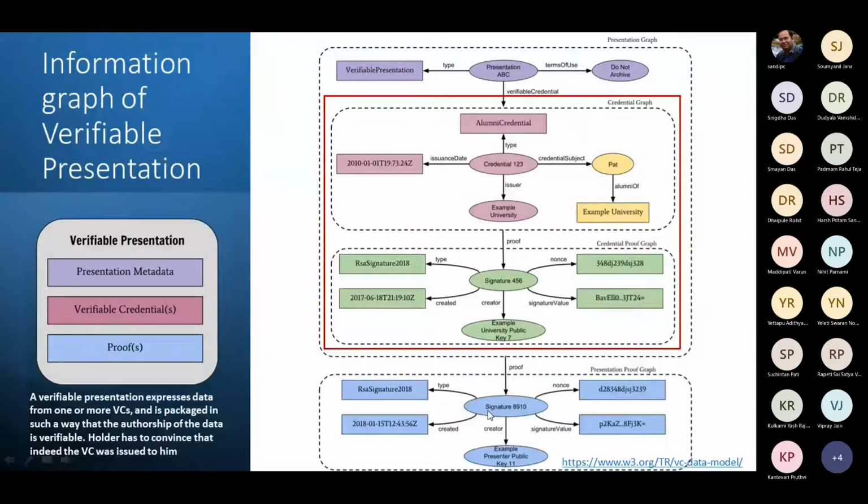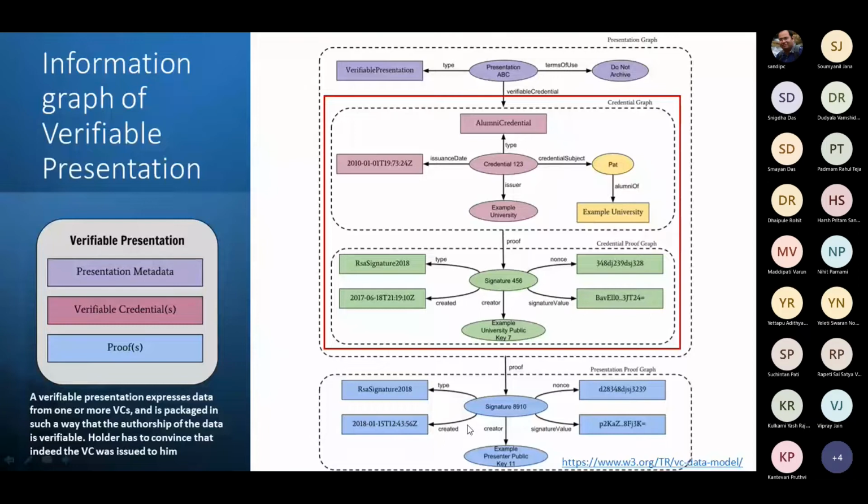And then here you also see that it says when this particular presentation graph was created. That means when Pat is now presenting it to the employer. So Pat might have got the credential VC from Example University 5 years back, and now Pat is presenting to an employer.